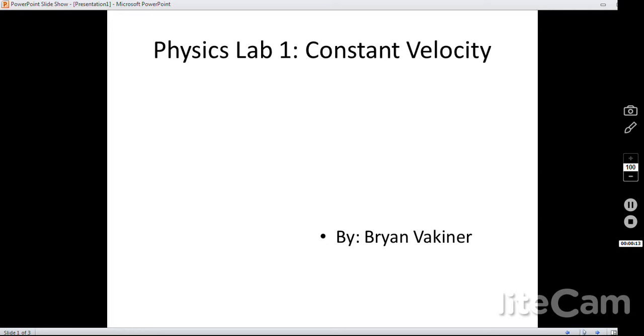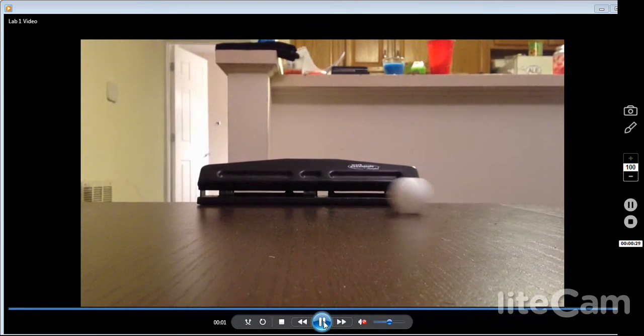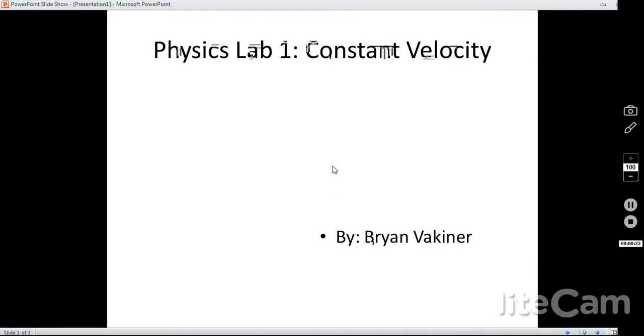The lab consisted of videotaping an object moving with constant velocity along a flat surface in order to examine its motion using Newton's second law. For that, I videotaped a ping pong ball rolling in the positive x direction across a table, as shown here. I chose the positive x direction in order to keep my velocity values positive throughout my manipulations.